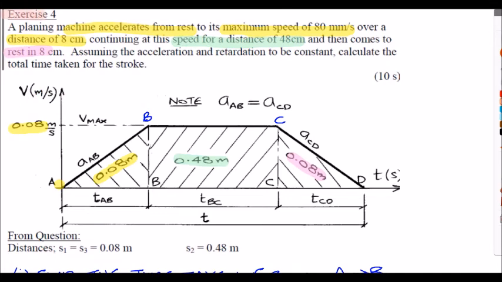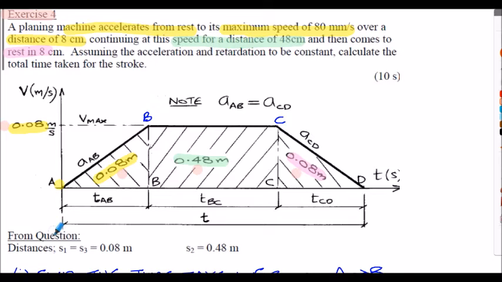Here's exercise 4, full solution. So I've extracted the information from the question and I've drawn my velocity time diagram. Notice it does look very similar to previous velocity time diagrams with our acceleration phase commencing from 0 velocity to some maximum velocity. And we've got a constant velocity phase, and then we've got a retardation or a deceleration phase. Notice also that I've converted the maximum velocity in terms of meters per second, and also the areas under the graph I've converted to meters. Very important that we do that.